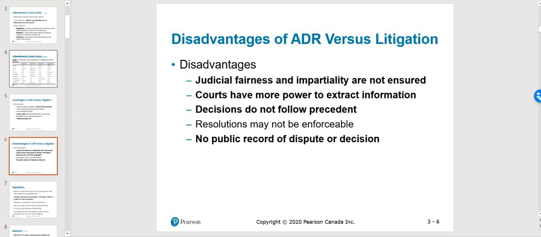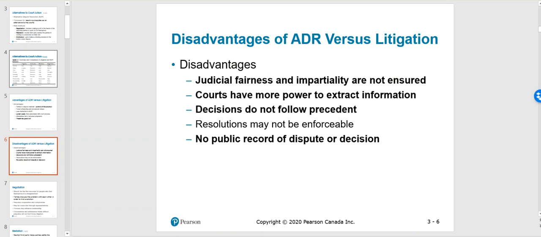Disadvantages will be that there may not be judicial fairness and impartiality in those processes. So imagine you're a supplier trying to negotiate with Walmart. Your bargaining power is very low. And because of the characteristic itself of those methods being alternative, there can't be a guarantee of fairness.